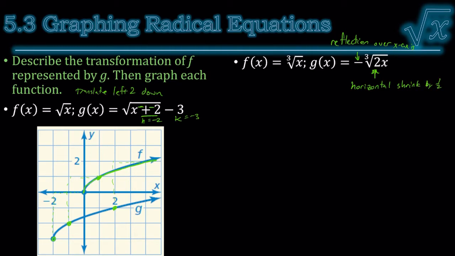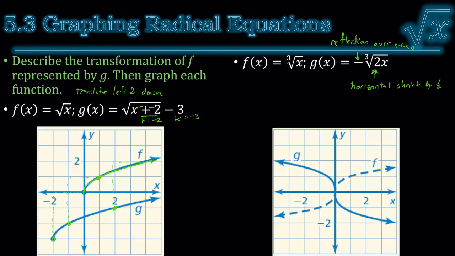1 over the B. So it's a reflection over the x-axis. That means it's flipped upside down, and it shrunk sideways by 1/2. And that is our graph. The dotted one's the original. The solid one is the transformed.